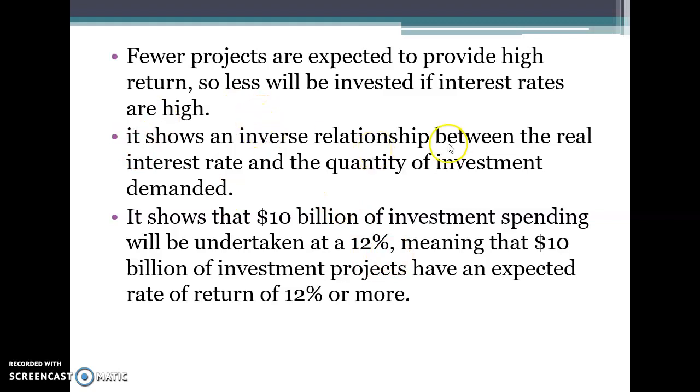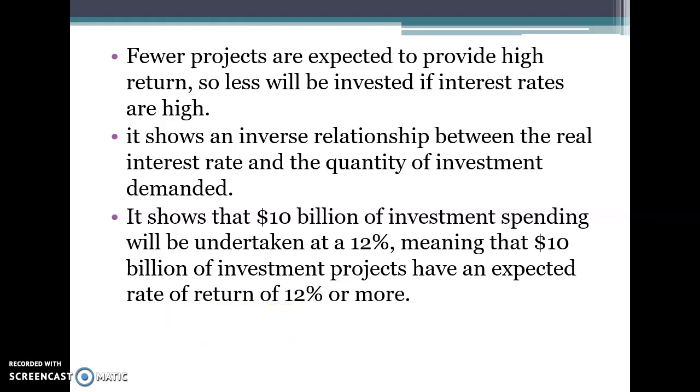It shows an inverse relationship between the real interest rate and the quantity of investment demanded. For example, if 10 billion of investment spending will be undertaken at a 12% interest rate, it means that those 10 billion of investment projects are those which are going to yield an expected rate of return greater than or equal to 12%.